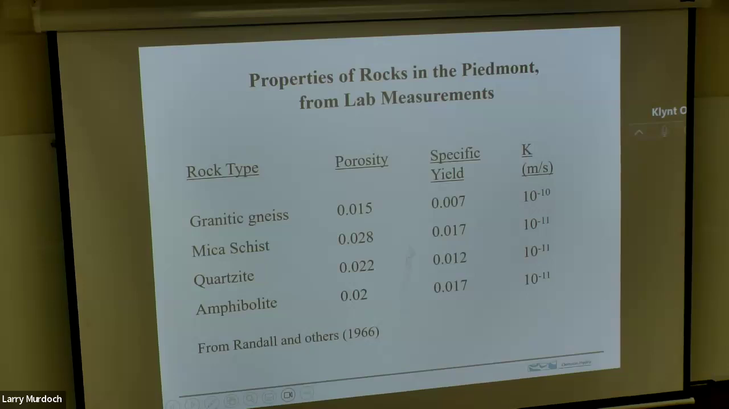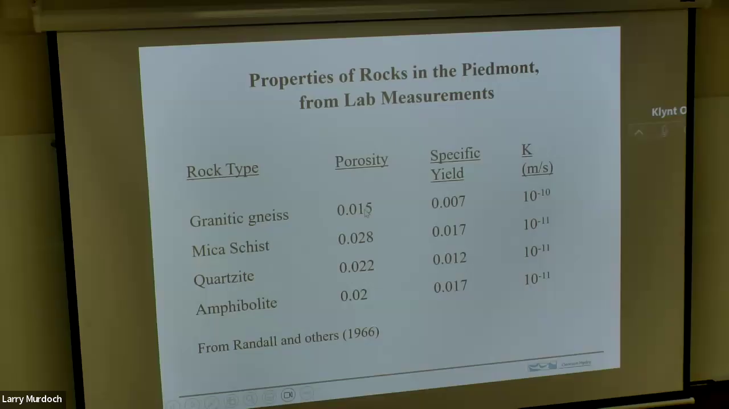Okay, so for properties, this is the properties of the rock itself. So we talked about gneiss and schist, and then these are some other crystalline rocks that occur in the Piedmont. And so here are the porosity values.